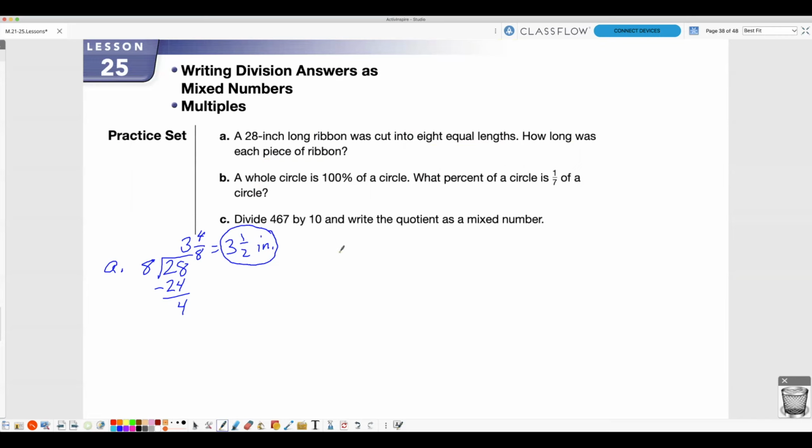All right, letter B. If you have a whole circle and it's 100% of a circle, what percent is 1/7 of a circle?